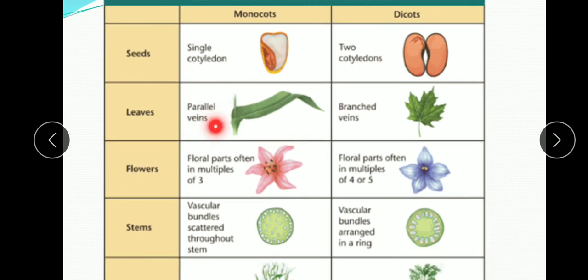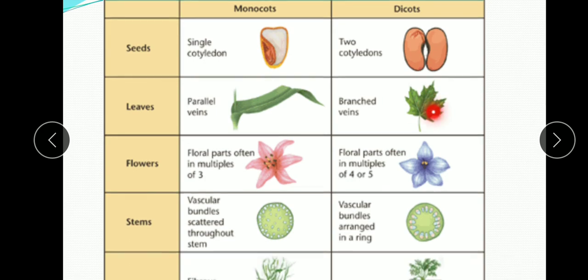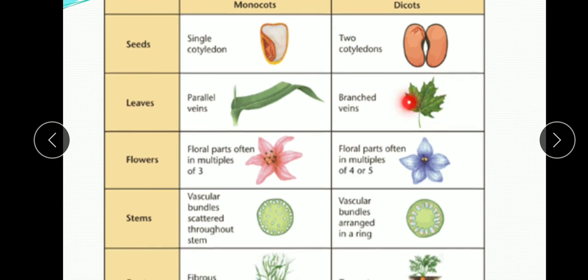Leaves show parallel venation in the monocots, and in the dicots the leaves have branched veins, which means they show the reticulate venation. So here the veins run parallel to each other, and here the veins form a complete network. The main midrib, the midvein, further divides laterally, and the lateral branches again divide, and they form the reticulate venation.